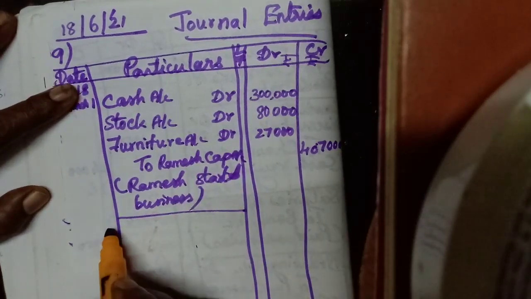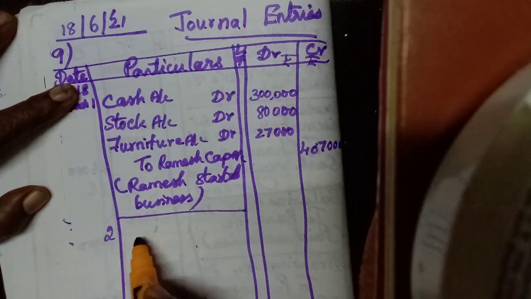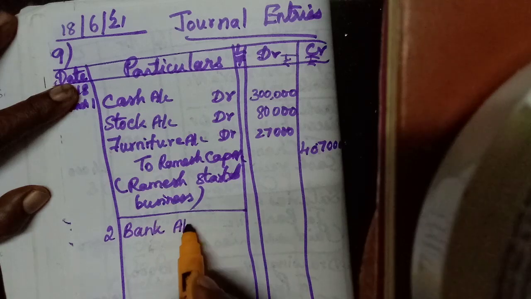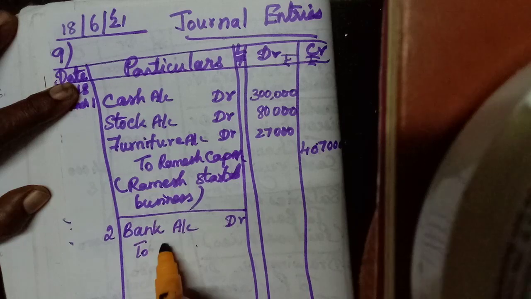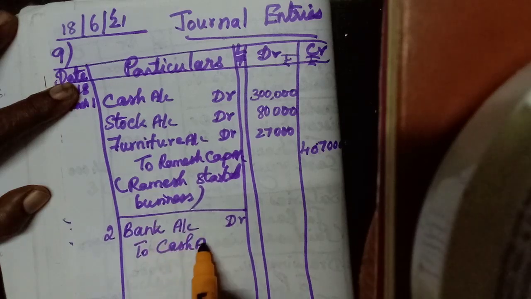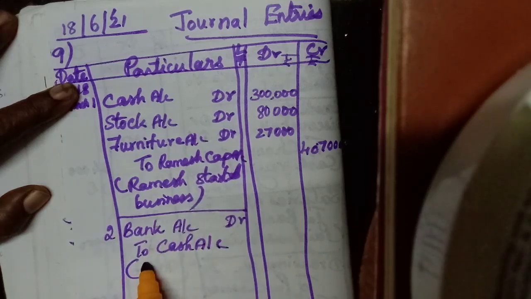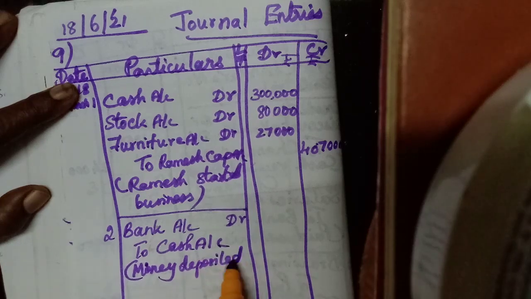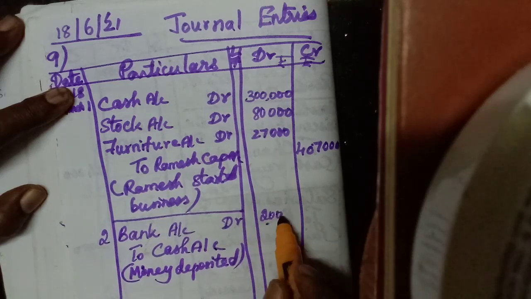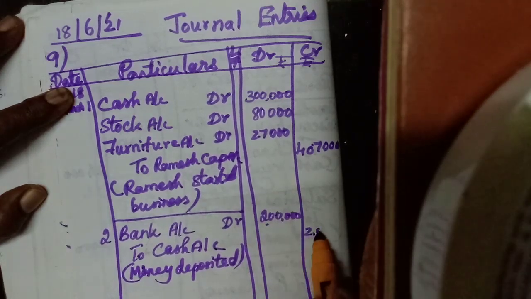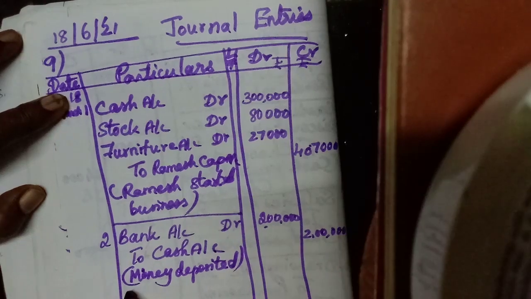Okay, next one 2. Money deposited into bank. So the bank is receiver, bank account debtor. Okay, we should debit. Then what is going out? To cash account. Okay, so money deposited, $2 lakh. Okay, draw one line.